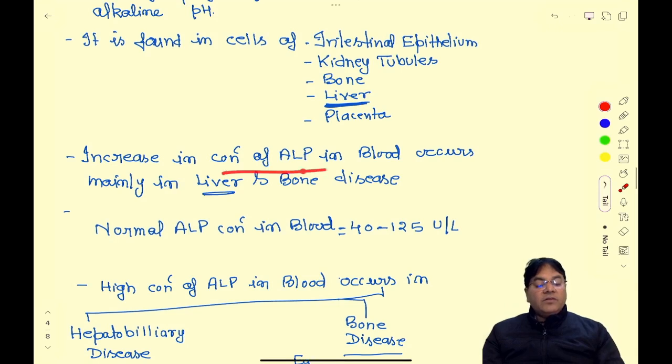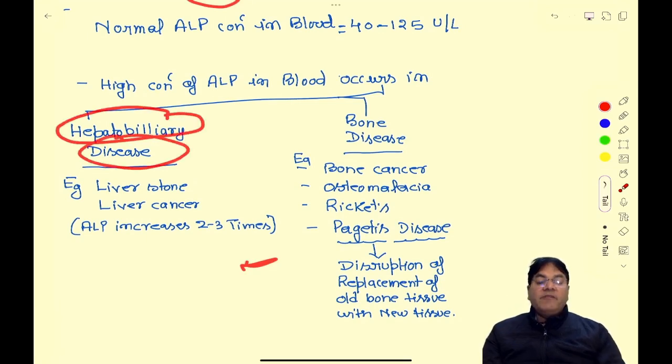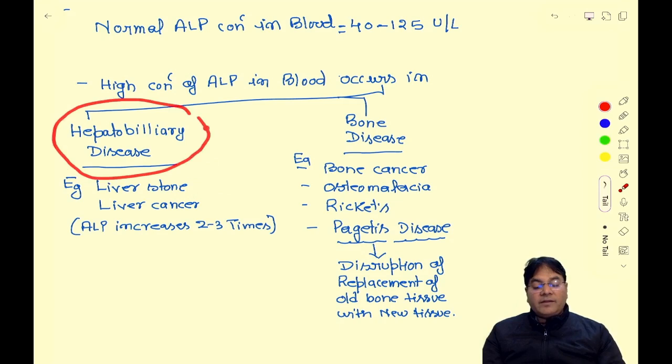Now, an increase in the concentration of ALP in the bloodstream mainly occurs in liver and bone disease. If we see this chart, hepatobiliary diseases are the different liver diseases, that is liver stone or liver cancer or anything, any problem with the bile duct, it is hepatobiliary disease.